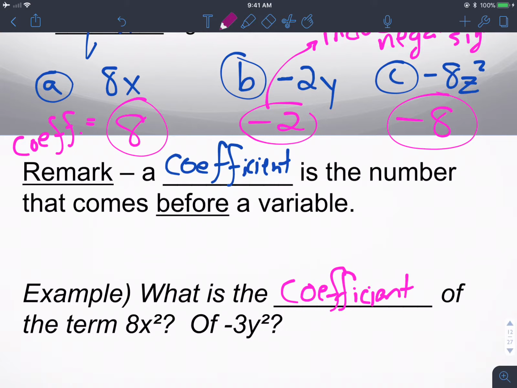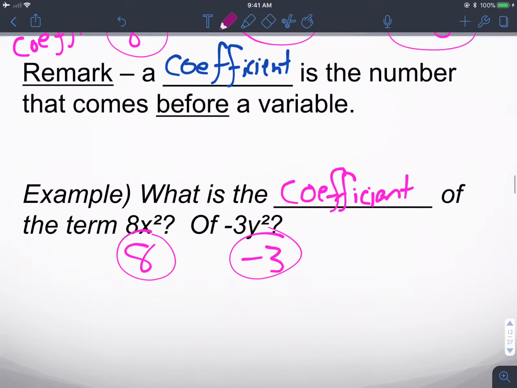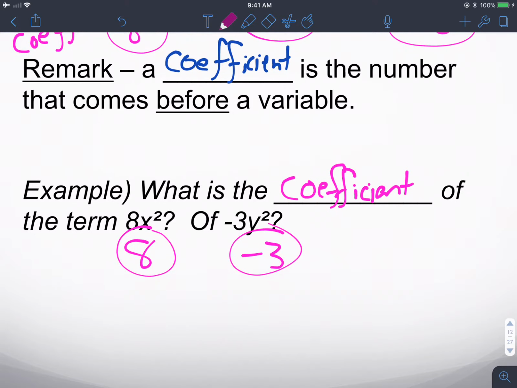What is the coefficient of the term 8x squared and of the term negative 3y squared? Eight and negative 3. Sure. Include the sign. Positive 8, negative 3, coefficients. A variable is a letter.